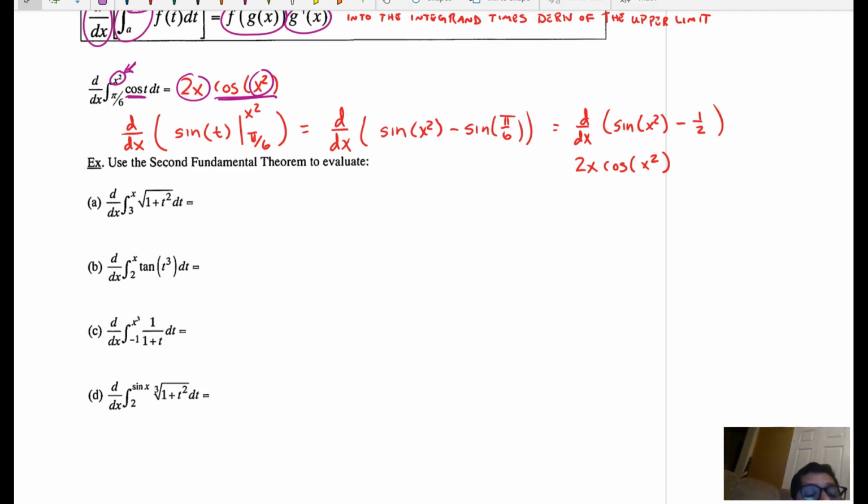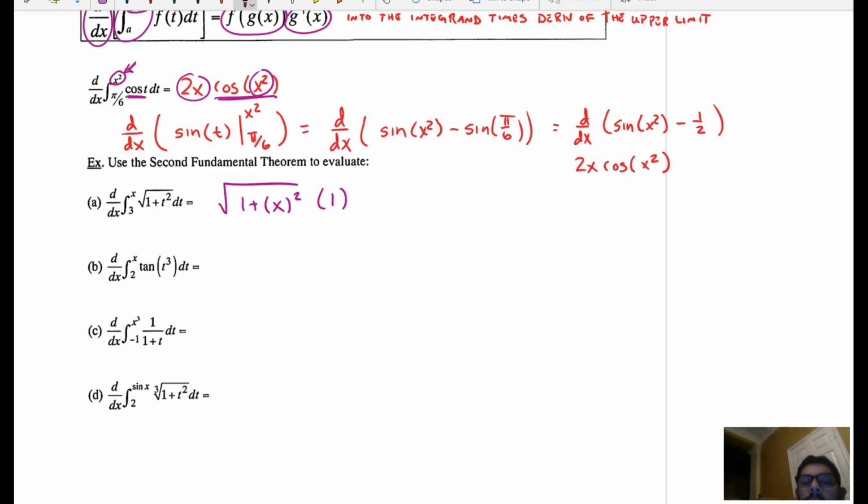For all of these problems, maybe not all of them, but definitely A, B, and D, we don't know how to integrate those functions, and we're not going to learn how to integrate those functions. What we want to do is recognize this as a second fundamental theorem type problem. Taking the derivative of an integral where the upper limit is a function of x, I'm going to plug the upper limit into the integrand times the derivative of the upper limit. The upper limit in this case is just 1.